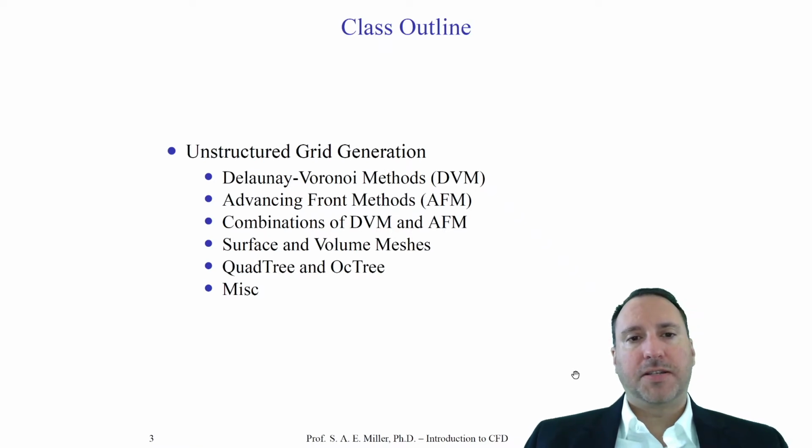We will be talking about the Delaunay-Voronoi methods and the advancing front methods. These are two of the most popular ways to create the unstructured meshes that you see in computational fluid dynamics. We'll also talk about combinations of the DVM and AFM methods, and we'll look at surface and volume meshes as examples. We'll also look at a slightly less used approach, which is called QuadTree and OcTree. Then we'll talk about a few other miscellaneous things.